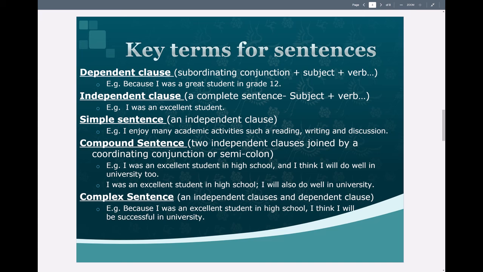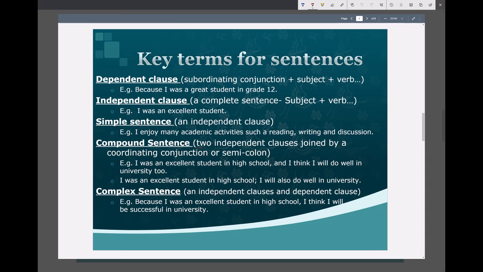So let's see the example here for a compound sentence. For the compound sentence, you need two independent clauses that are joined by a coordinating conjunction or a semicolon. And let's take a look at the example. Clause 1. I was an excellent student in high school. That's 1. I think I will do well in university too. Clause 2. These two are independent clauses and it's joined by a coordinating conjunction with a comma. So that's the first type. I'll call this A.